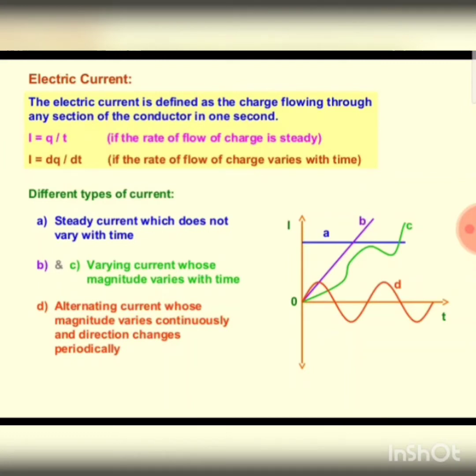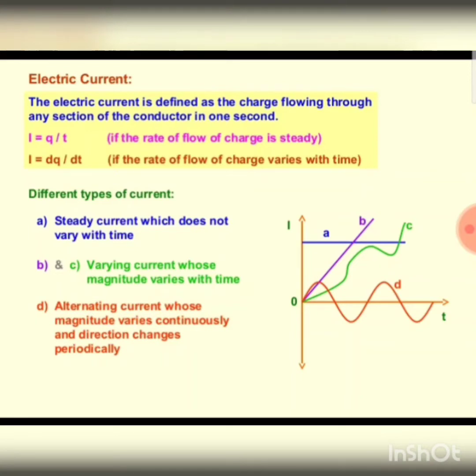Electric current is defined as the charge flowing through any section of the conductor in 1 second, which means I denotes current, I is equal to charge per unit time, Q by t. In this equation, Q by t represents the rate of flow of charges, which is steady. In case the rate of flow of charges varies with respect to time, we can denote the current I is equal to dQ by dt.